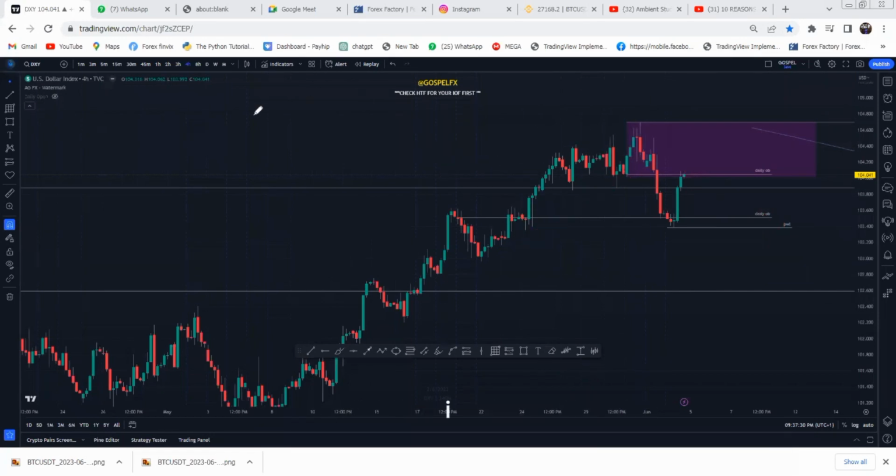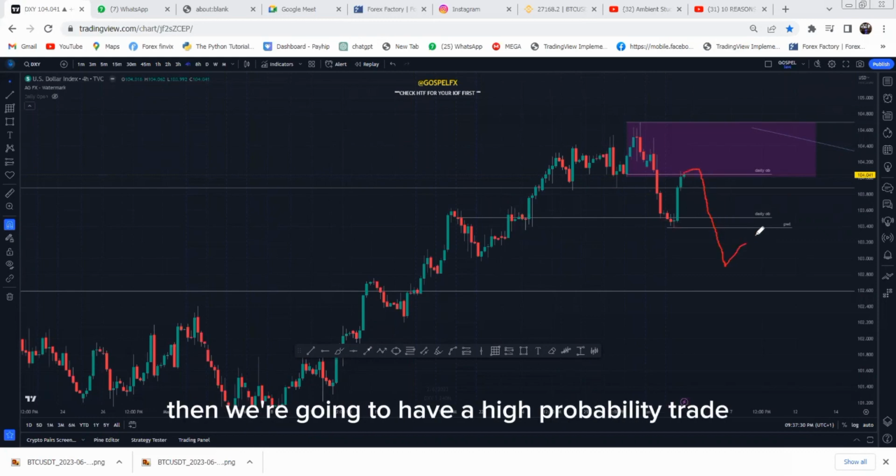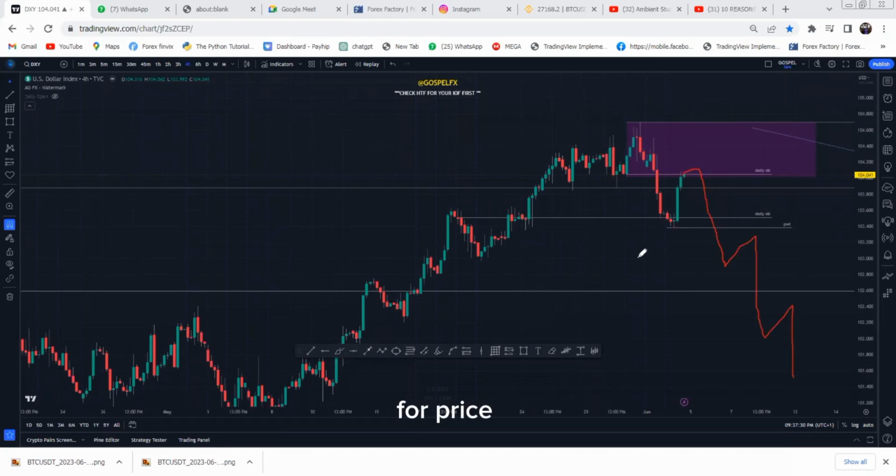And our weekly as well. If price should take the previous weekly low as we aligned on the weekly chart, then weekly becomes bearish. All right, same thing with the daily. Daily becomes bearish at that point, but 4 hour here is already bearish. Okay, but if these three things should align, then we're going to have a high probability trade for price to drop down to that point.